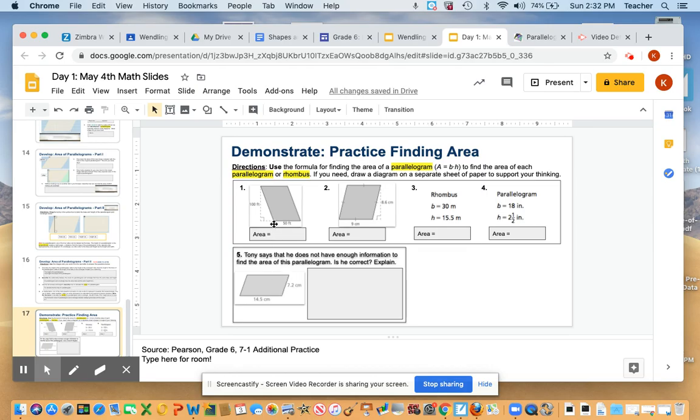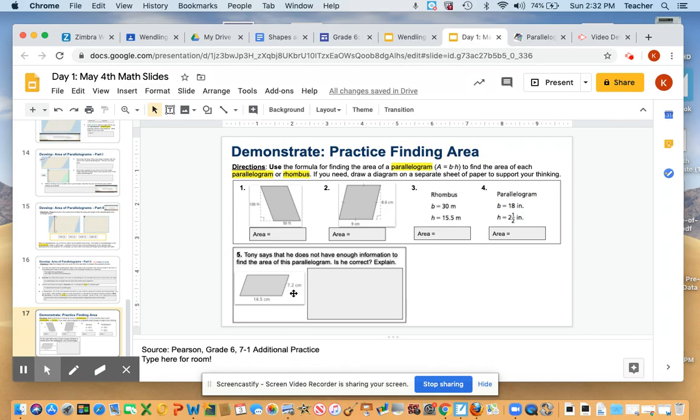If you're unsure, let's look back at these two pictures up here. My height is represented by this dotted line that goes straight from the top to the bottom of my parallelogram. And on this side, straight from the top to the bottom of my rhombus. I don't see a dotted line here. And I know this 100 feet represents from the top to the bottom, not the slanted side length.